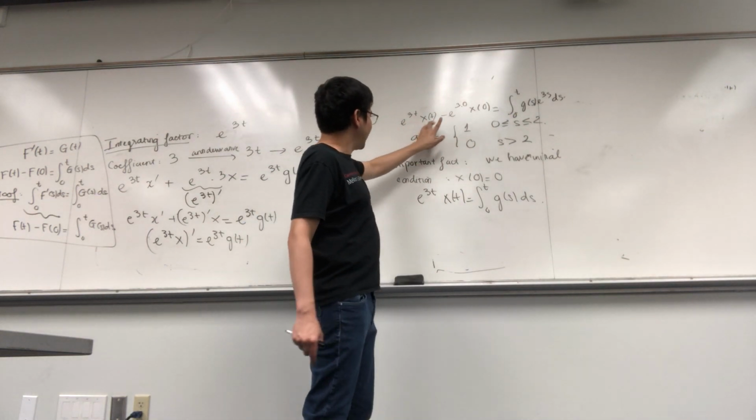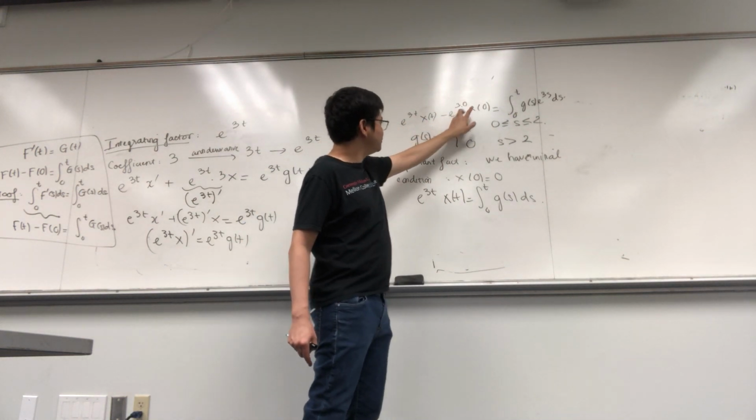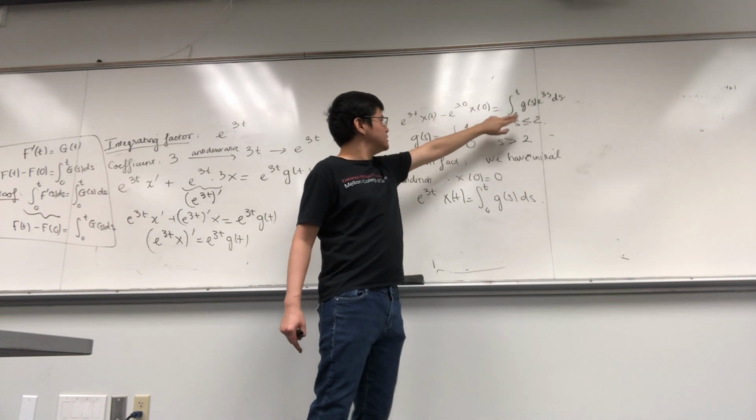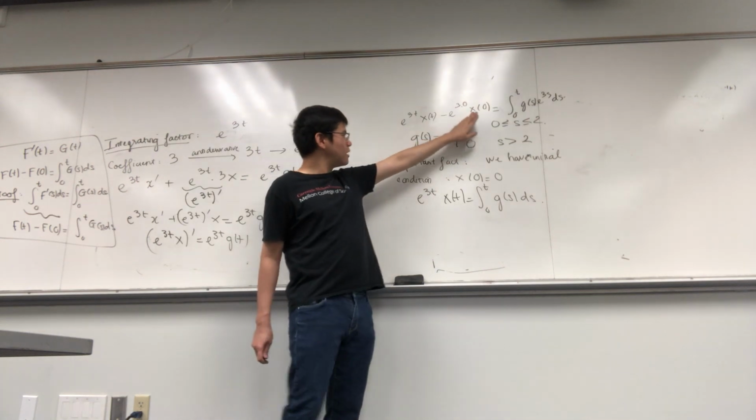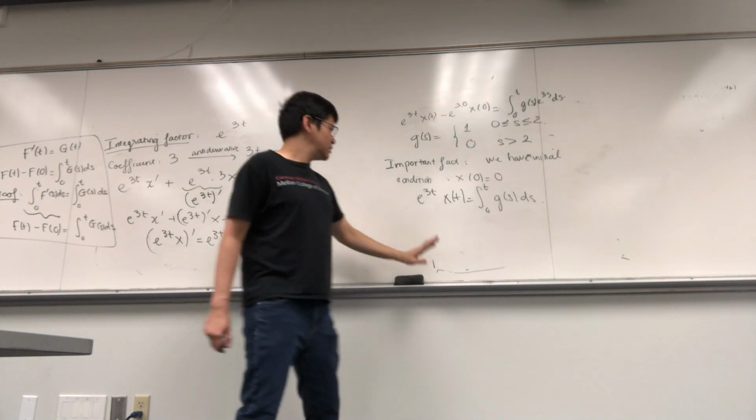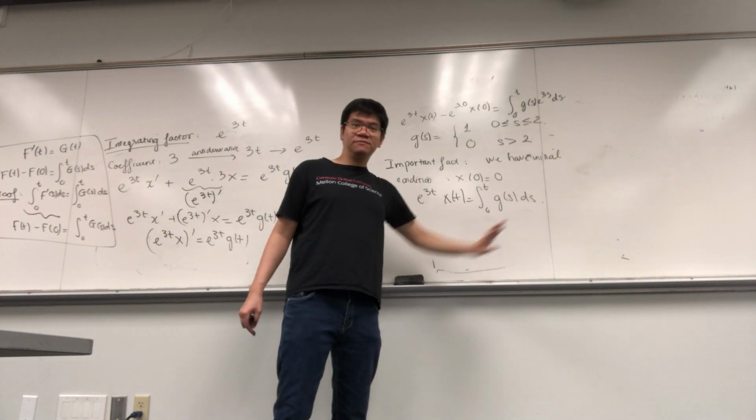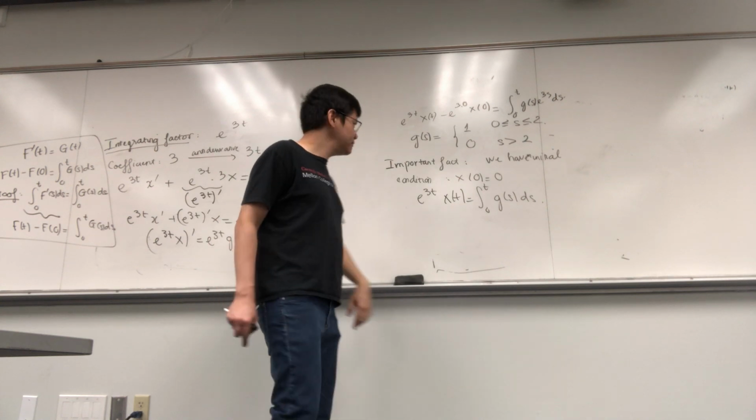Right. So now let us go back to this one. You have e to the 3t x minus e to the 3 times 0 times x(0) is equal to the right-hand side. So x(0) is 0. Now I have this formula. I have to compute this integral, right?